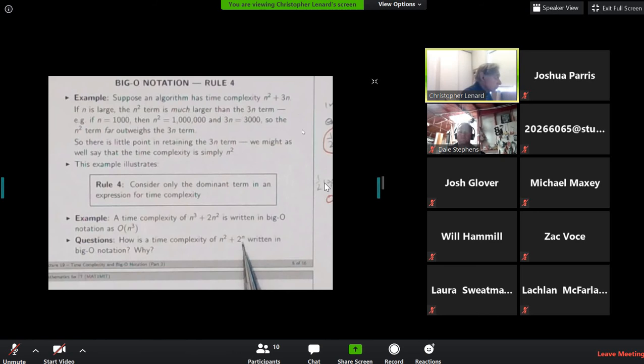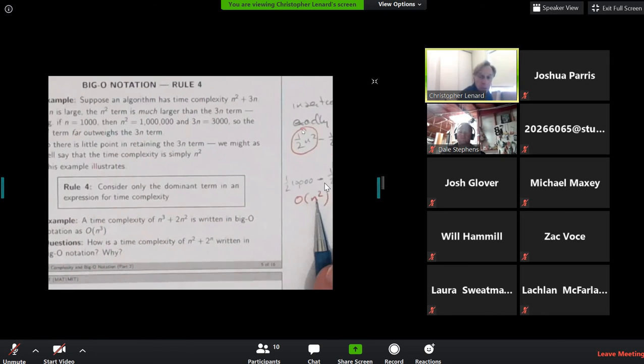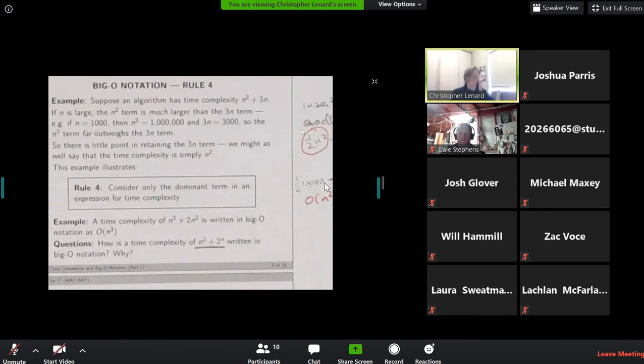n squared plus 2n, what order is it? Well, it's order n squared, in exactly the same reasoning. Oh, sorry, no, my mistake, I didn't read this right. It's n squared plus 2 to the n. What's the time complexity of that? Sorry about that, I didn't read it properly. I thought it was saying 2 times n, not 2 to the n.